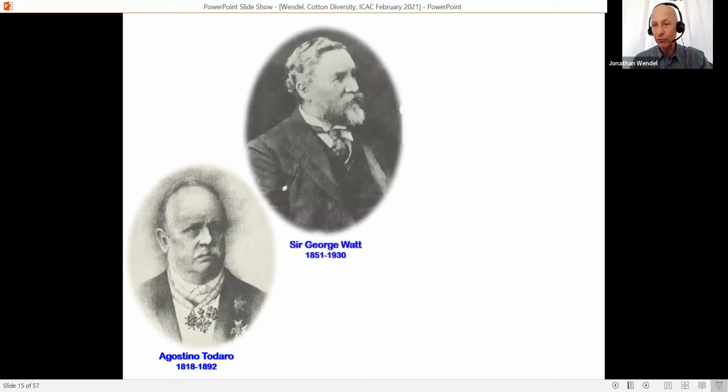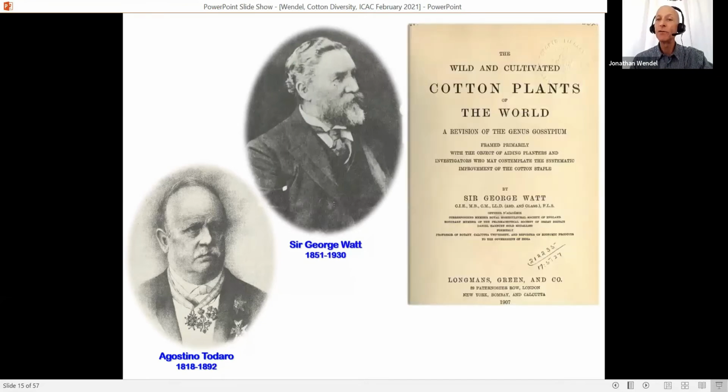And then Sir George Watt wrote another very important book called The Wild and Cultivated Plants of the World. In fact, you'll see Watt's name if you write out Gossypium darwinii from the Galapagos Islands. Watt was the author of that. Anyway, he wrote a revision of the genus Gossypium.